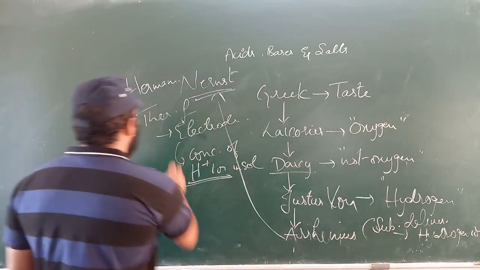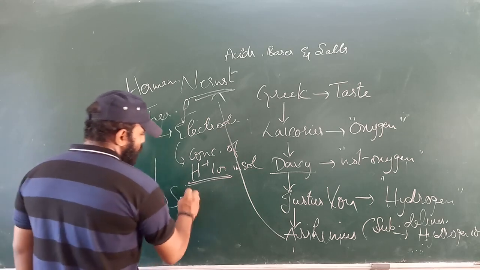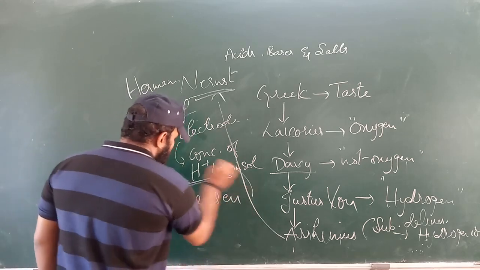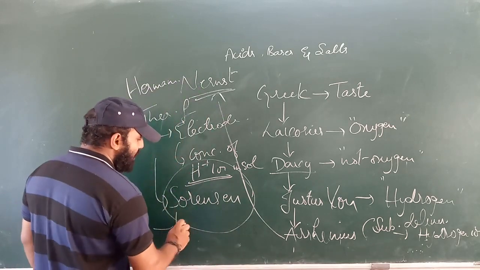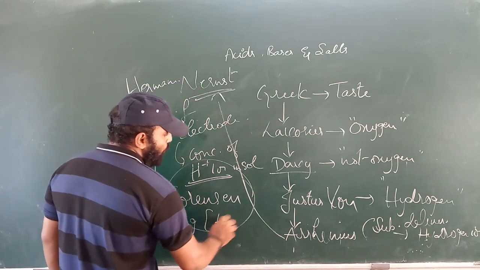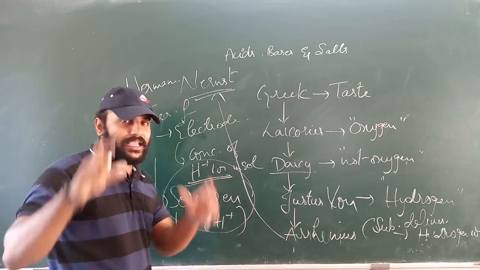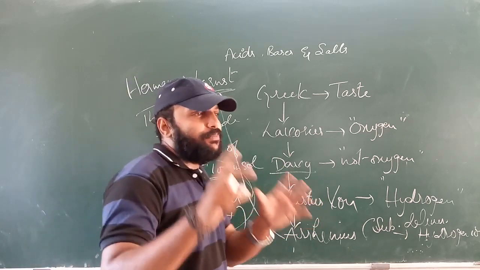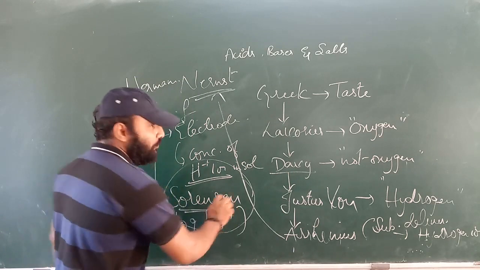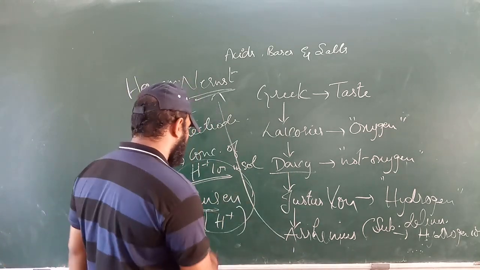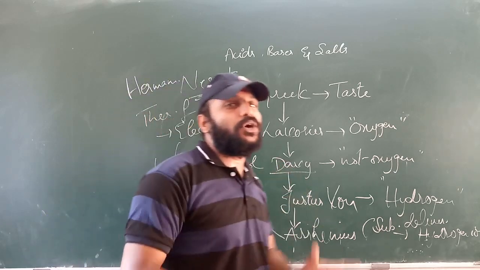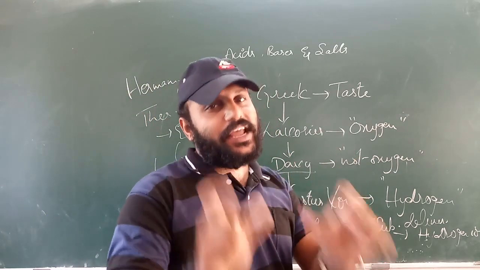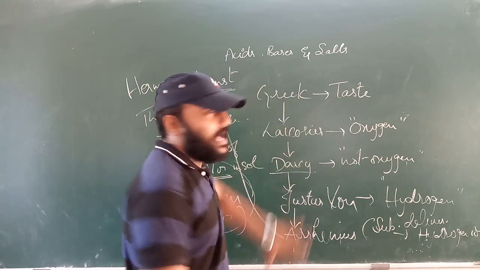Here comes our main scientist, Sorensen. He gave the concept of the minus log of hydronium ions. The exact concept of the pH scale was given by Sorensen. Sorensen explained that the negative logarithm of hydronium ions tells us about the acidic nature of the substance. So this is the history of pH.